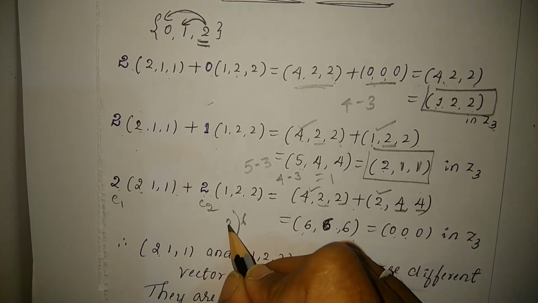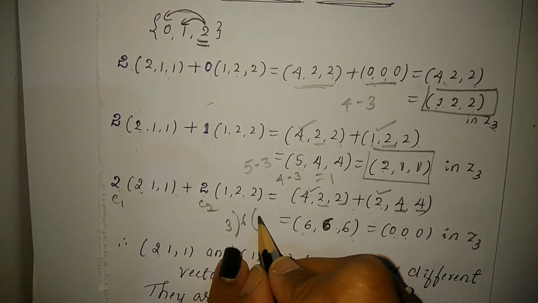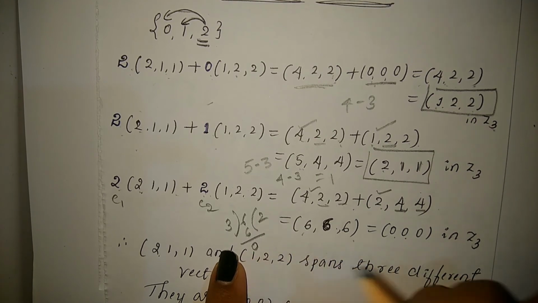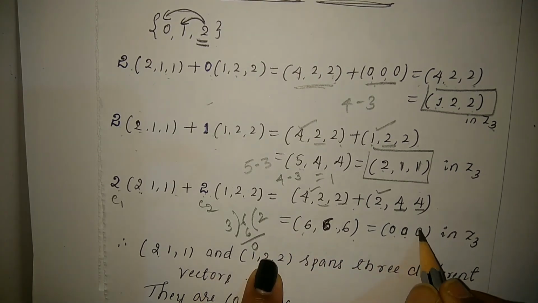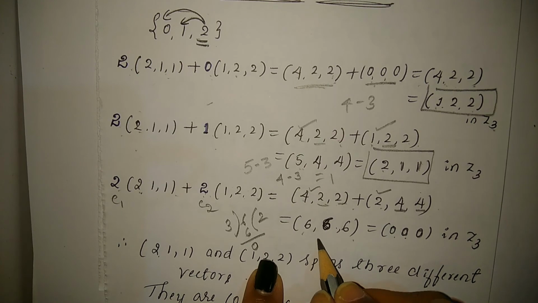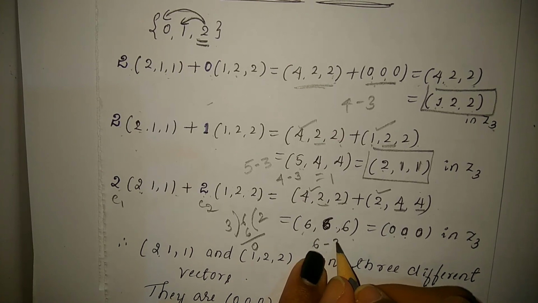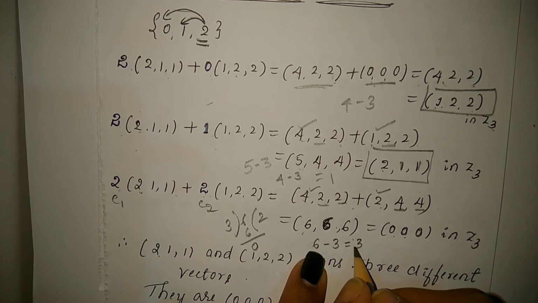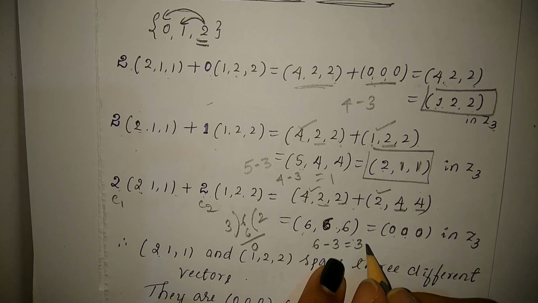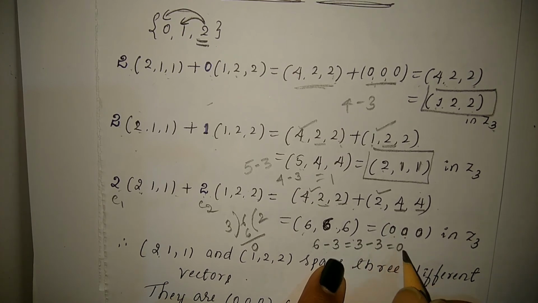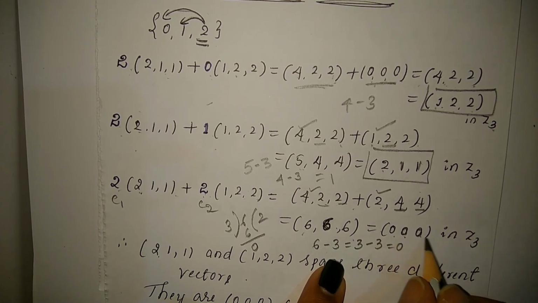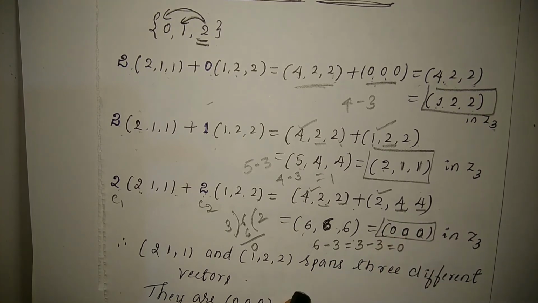So if I divide 6 by 3, 3 twos are 6, we get remainder 0. Therefore 0, 0, 0. Or remove 3 from the 6, we get again 3, which is not an element of Z3. Again remove 3, we get 0. Okay, so 0, 0, 0, which is an element of V3 of Z3.